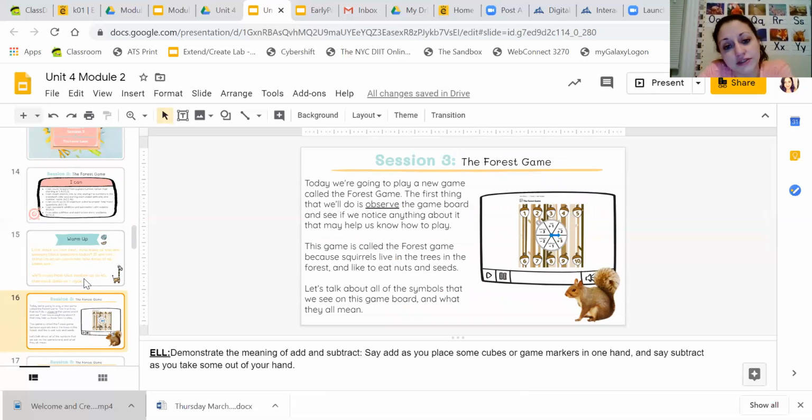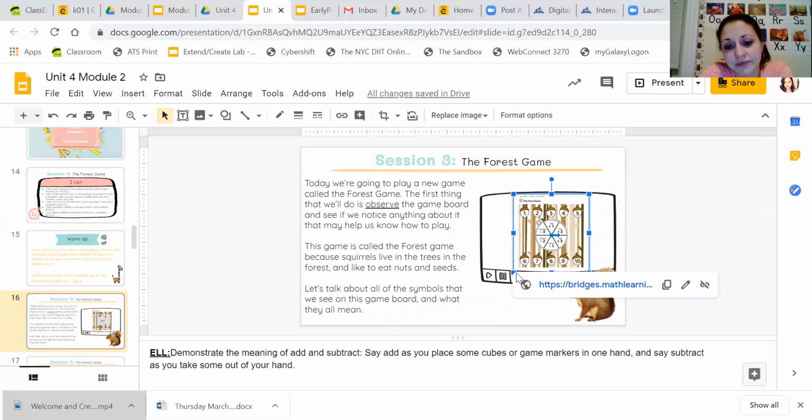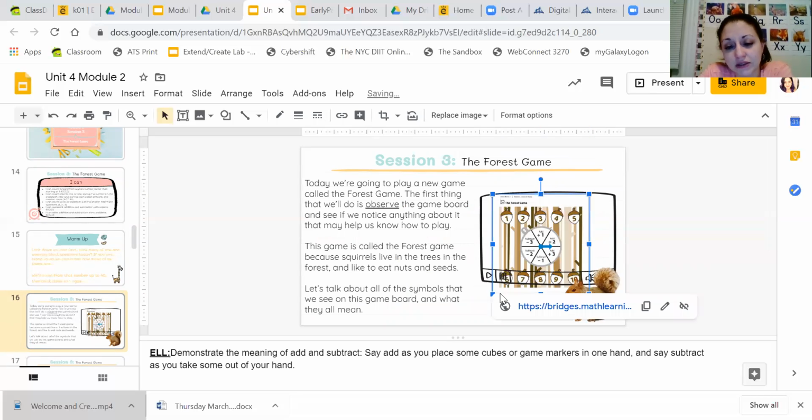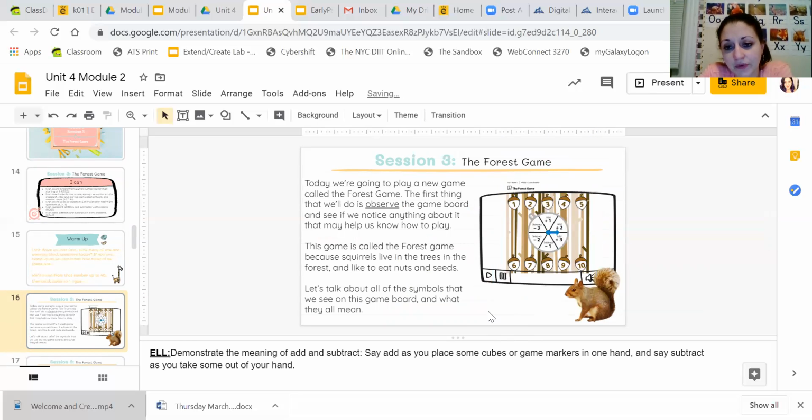Here is the forest game. The first thing I want you to do is look at this board and tell me what you observe about this board. I'm going to make it a little bit bigger. This is what the game board is going to look like, and of course, it will become a workplace when we get back into the classroom.